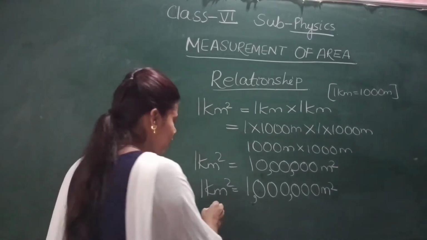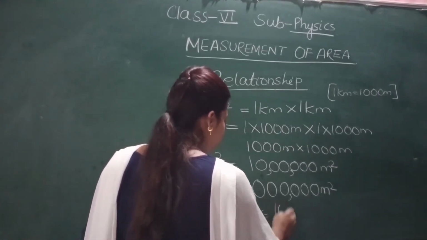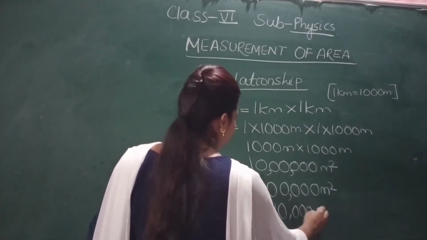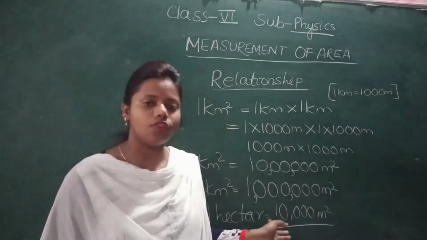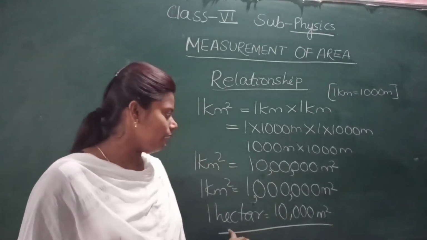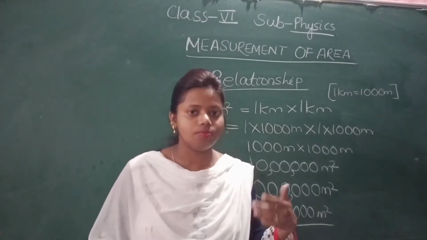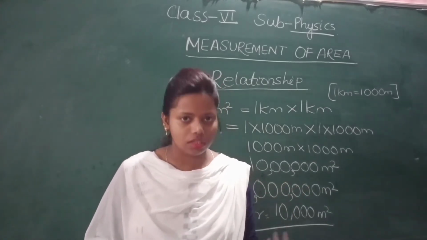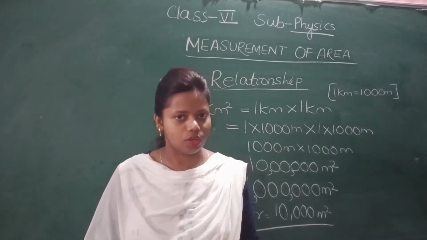Okay, and 1 hectare is equal to 10,000 meter square. We even use hectare for larger areas. So 1 hectare is equal to 10,000 meter square. Okay, so this was the relationship between the other units and the SI unit. The SI unit of area is meter square.